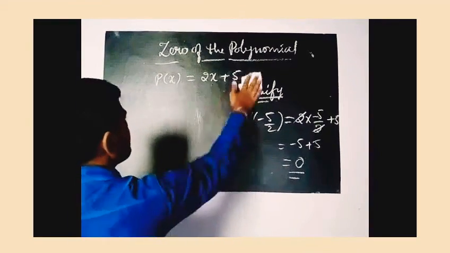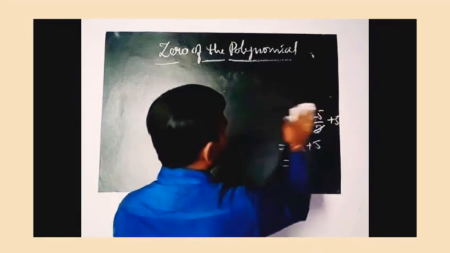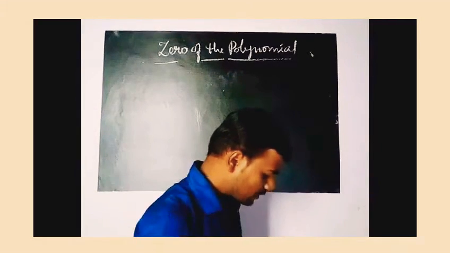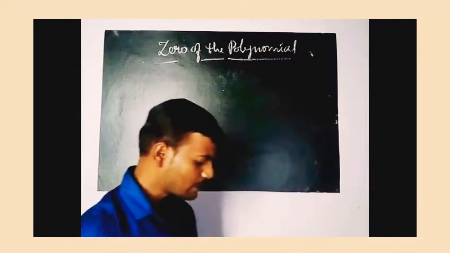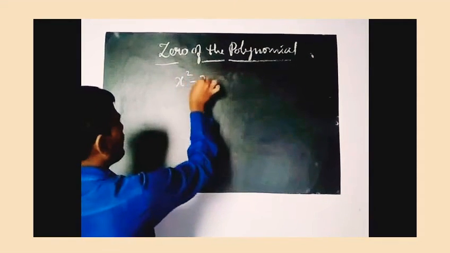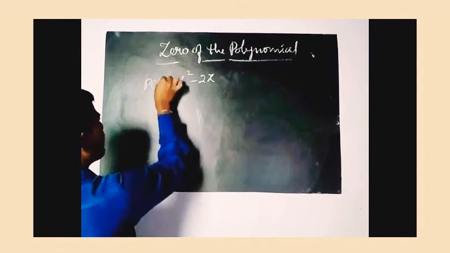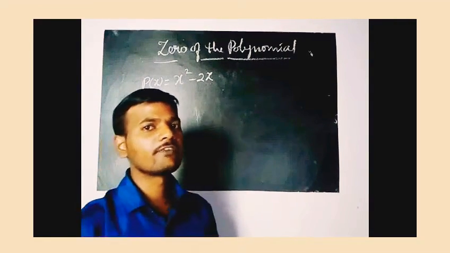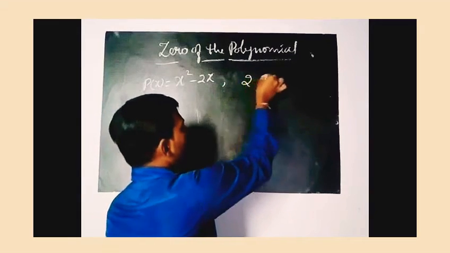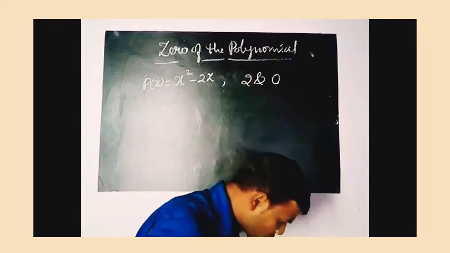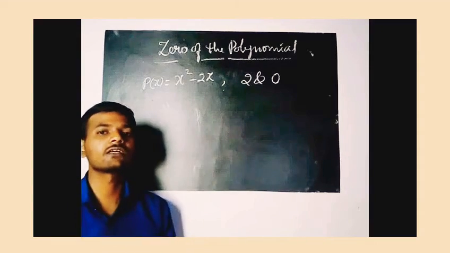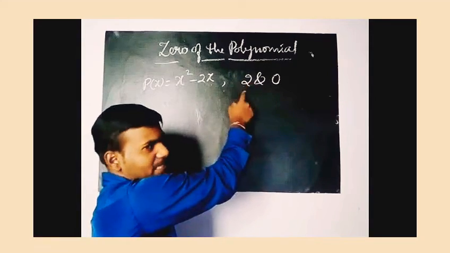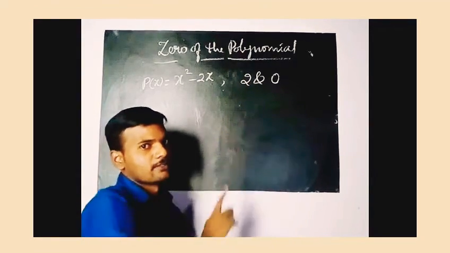Let me have one more example. Verify whether 2 and 0 are zeros of the polynomial x square minus 2x. The polynomial is given in terms of x, so p of x is equal to x square minus 2x. Here you need to verify whether 2 and 0 are the zeros of the polynomial. First you give the value of x as 2, and next you take the value of x as 0. Let me check it.